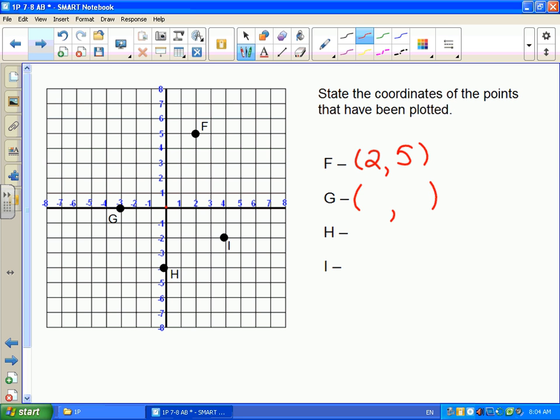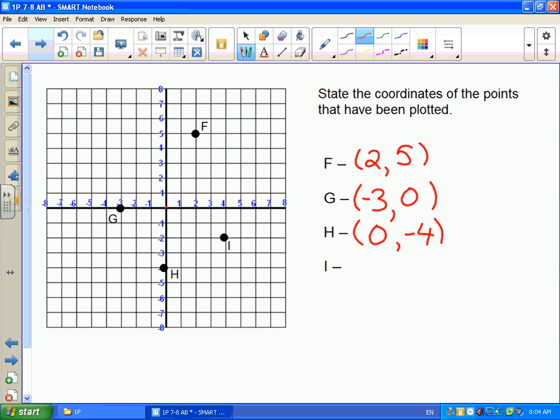Similarly for G, we find G over here, we have to go from (0, 0), we have to go 1, 2, negative 3 in the x direction, and then we don't have to go up or down, so our y-coordinate is 0. Point H, start at (0, 0). We don't have to go left or right at all, so our x-coordinate is 0. Then we do have to go down 1, 2, 3, 4.